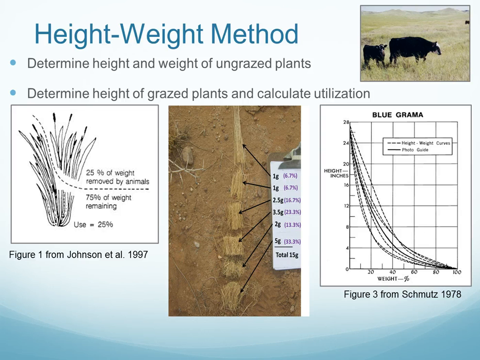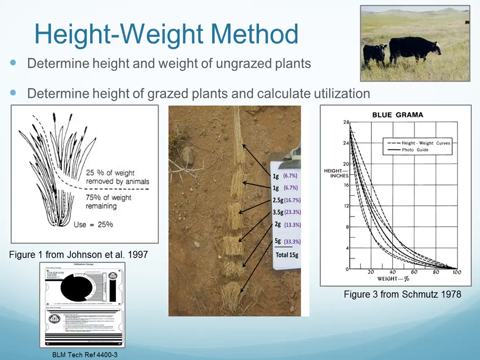We develop these kinds of relationships and then can put the information either into some useful tools, such as a utilization gauge. Utilization gauges produced by the Forest Service are very handy references to use out in the field. Or we can develop conversion tables so that if you measure the height of ungrazed plants and the height of the grazed plants, you can calculate the amount of utilization from those plants.